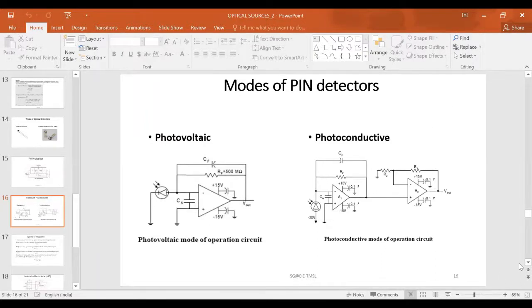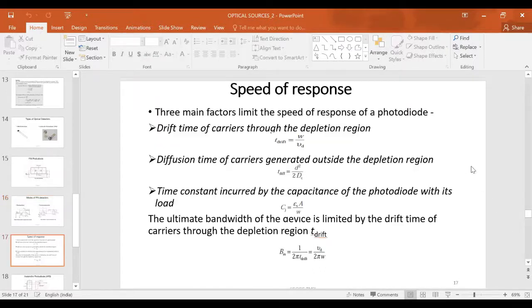Now there are three main factors that limit the speed of response of a photodiode, and these are, first, the drift time of carriers through the depletion region. Here the speed of response of a photodiode is fundamentally limited by the time that it takes photo-generated carriers to drift across the depletion region.